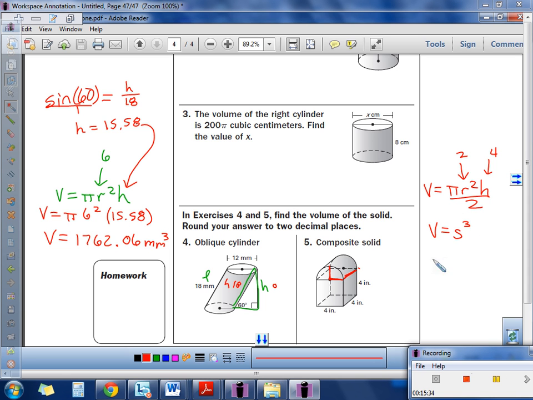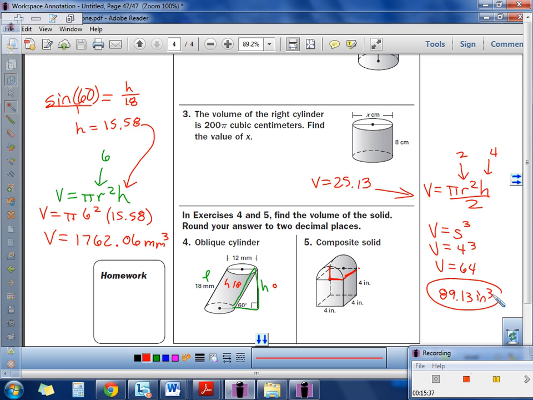Alright, so this first one we get a volume of 25.13. The second one we're going to plug in our side length cubed, and down here on our cube it's 4 cubed. 4 times 4 times 4 is 64. Once again, when we're having two solids and they're composite, that means we're going to add them together. So 25.13 plus 64 is going to be 89.13 inches cubed. That's our total.